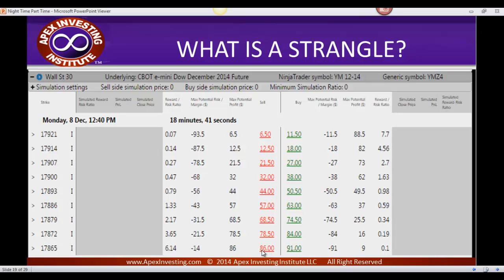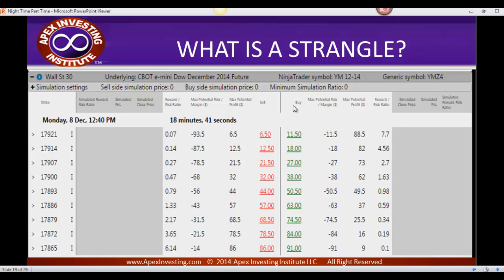Okay? So what if we don't know which way the market's going to go? It's not a clear directional day. We've got some movement, some volume going on, but I'm not sure which way it's going. It's kind of moving up, kind of going down. We can do both. All right? And let me show you an example of that.